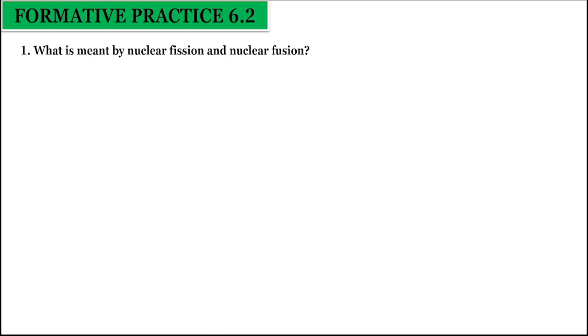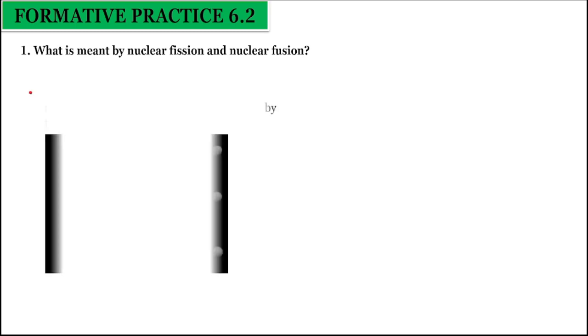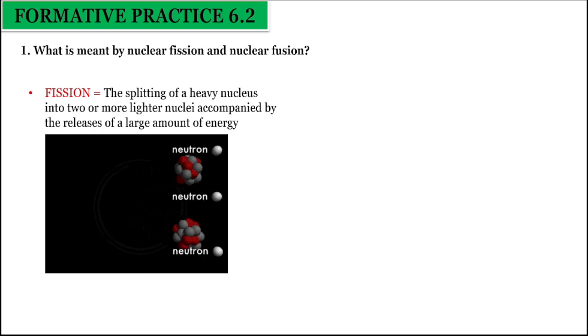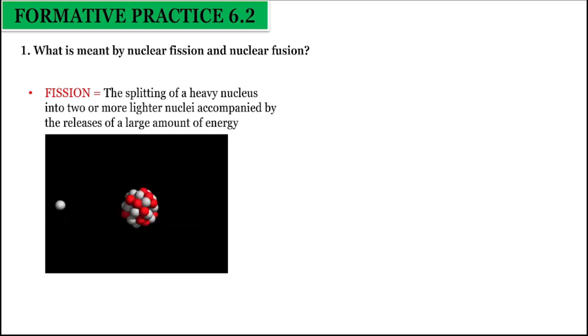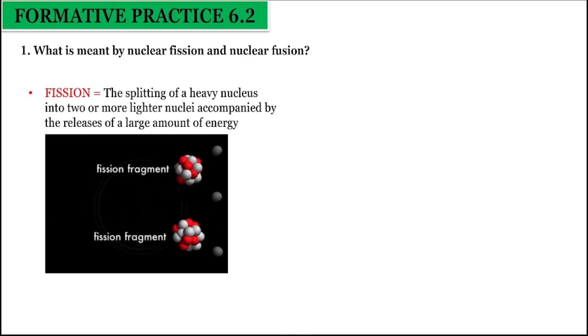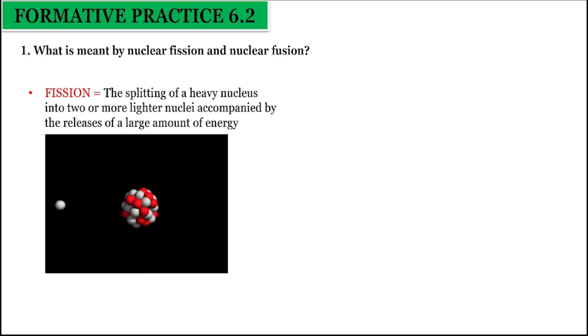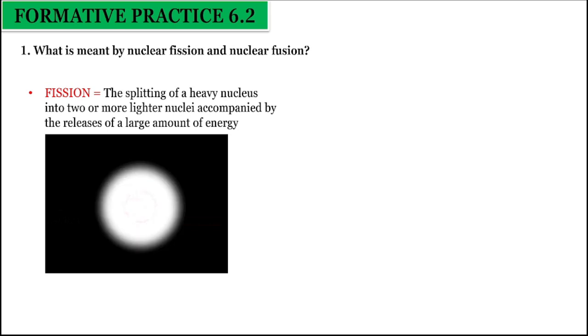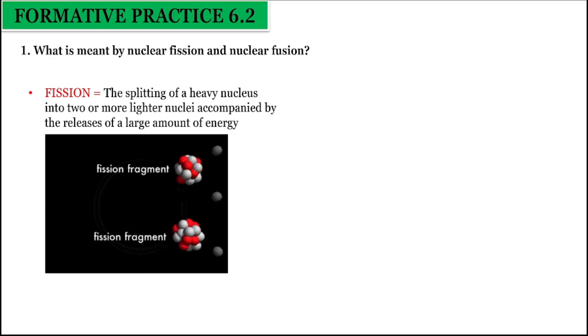Okay, question number 1. What is meant by nuclear fission and nuclear fusion? So nuclear fission is the splitting of heavy nucleus into two or more lighter nuclei accompanied by the release of a large amount of energy. So kalau kamu tengok kat example tu, kita ada satu heavy nucleus bombarded with neutron. Then the heavy nucleus splits into lighter nuclei.